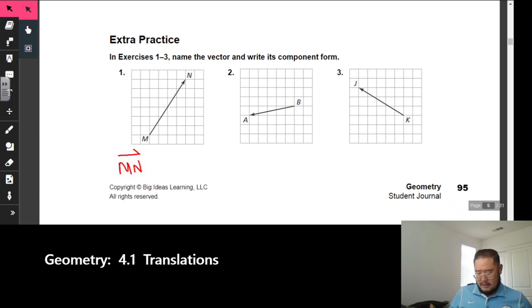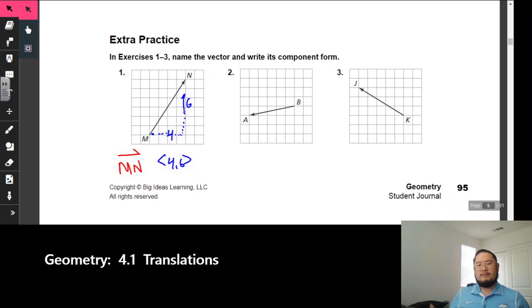Well, and then it says now let's write its component form. Well, how does it go from point M to point N? Well, simply just count things out. So let's go ahead and start with where M is. And we'll go 1, 2, 3, 4, 4 units to the right. And then we went up 1, 2, 3, 4, 5, 6 units vertically. So I can go ahead and in vector form, put 4, 6.